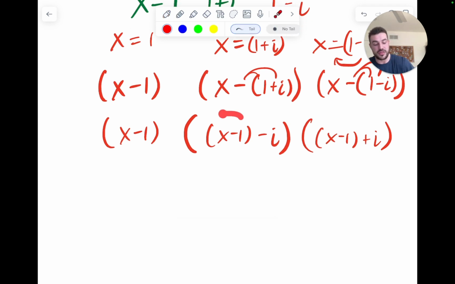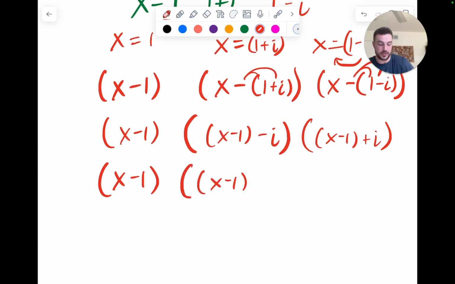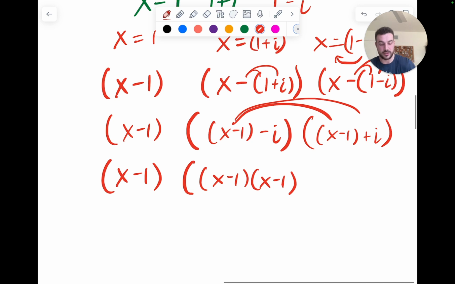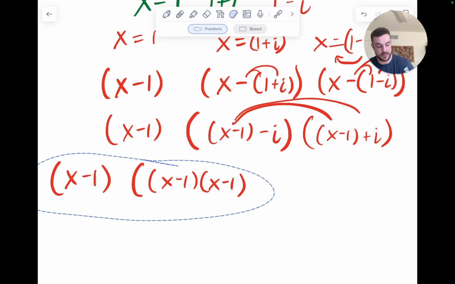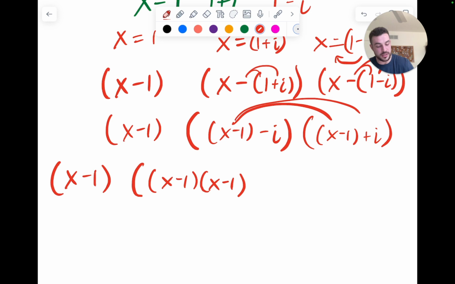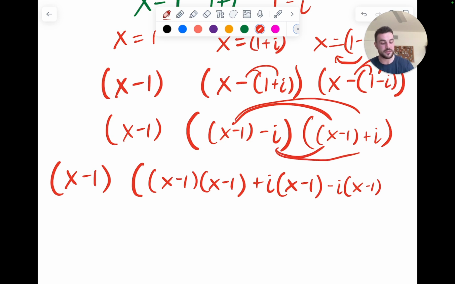So this time, this is my first term in each one. So when I FOIL, I've got my x minus 1 in front, and I'm going to multiply x minus 1 and x minus 1. That is my first. Then I'll have outer. And you know what? I'm going to need to give myself a little more room here. So first, my outer is now going to be a plus i times x minus 1. And then we'll do inner, which is a minus i times x minus 1. And then negative i times a positive i is a negative i squared.